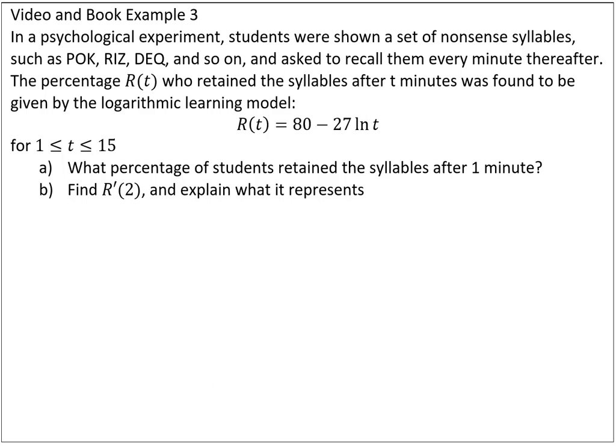If it's asking that, then we're just plugging 1 in for t into R of t. So let's plug that in. You get 80 minus 27 natural log of 1. Now you can use your calculators to do this, but you should also know that natural log of 1 is 0. So this is going to become 0. And so 80 minus 0 is going to give us 80.